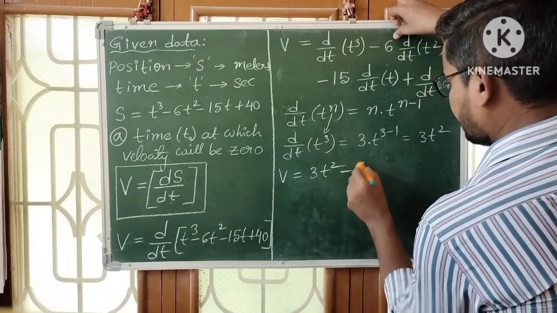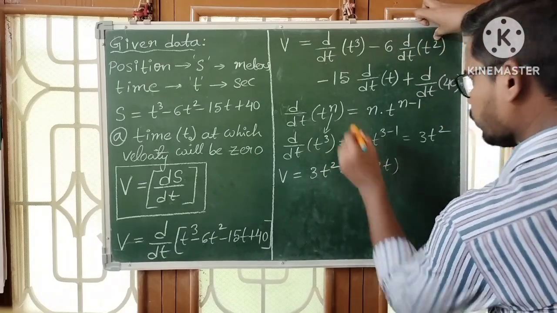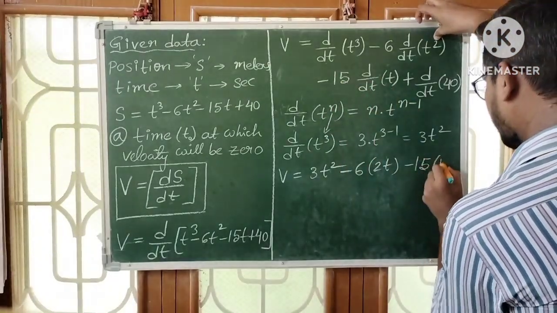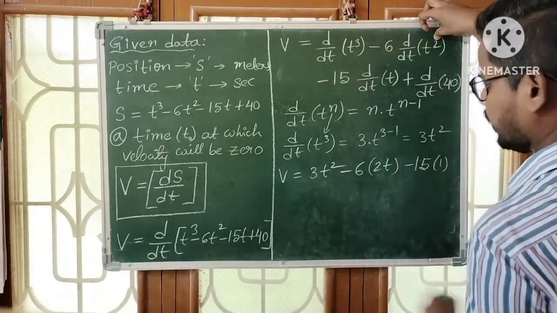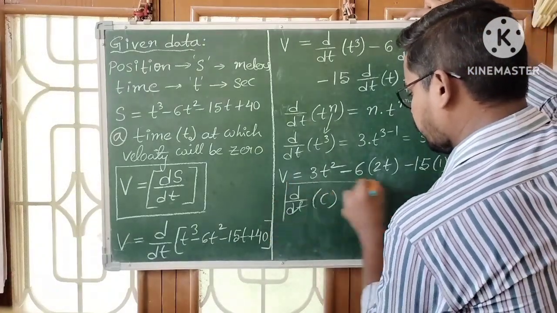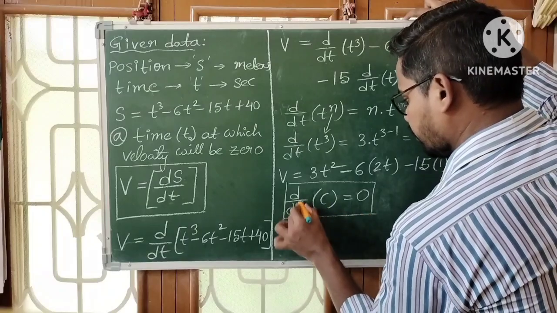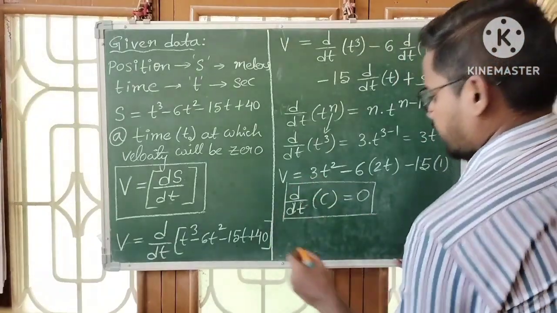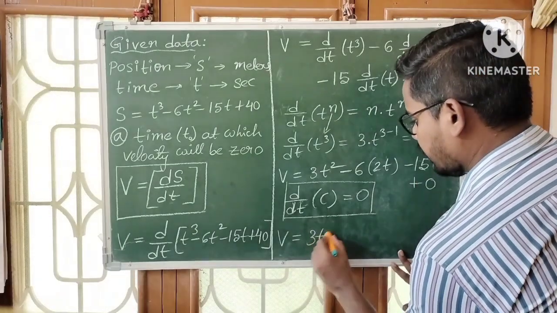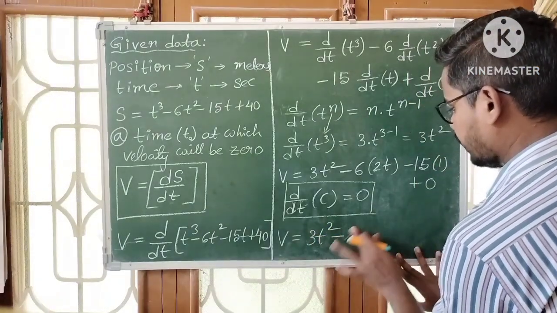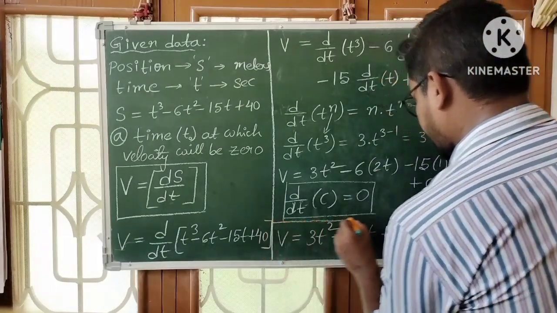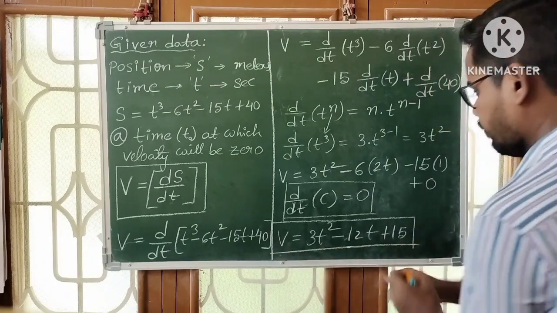Similarly, if you find the derivative of t square, you will get 2t. Use the same formula. Minus 15 times the derivative of t, you will get 1. Now, what about the derivative of a constant? Remember, the derivative of a constant is equal to 0. So v is equal to 3t square minus 6 times 2, that is 12t, plus 0, minus 15. You will get the velocity equation 3t square minus 12t minus 15.